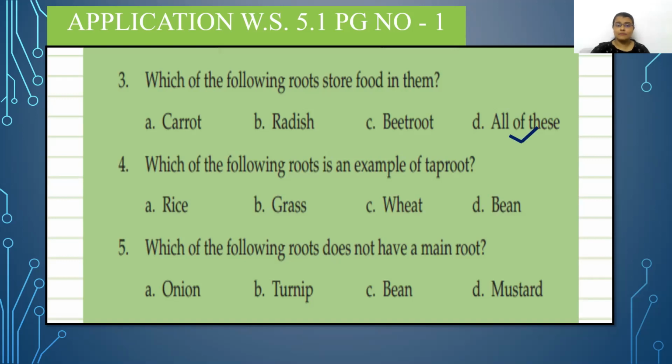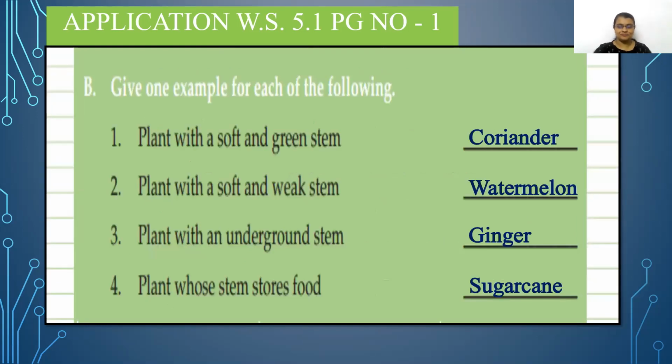A, rice, B, grass, C, wheat, D, bean. So which is the correct answer? D, bean, right? Now, let's move to the next question. Which of the following roots does not have a main root? So, onion, turnip, bean or mustard. So, what is the correct answer? Onion, right? Now, let's move to the next one.